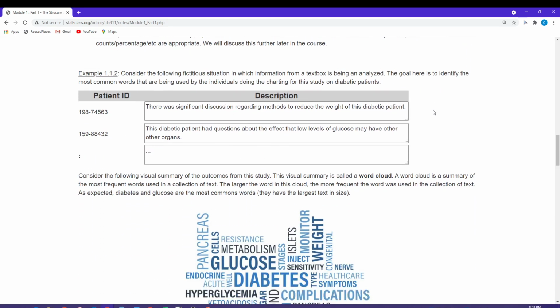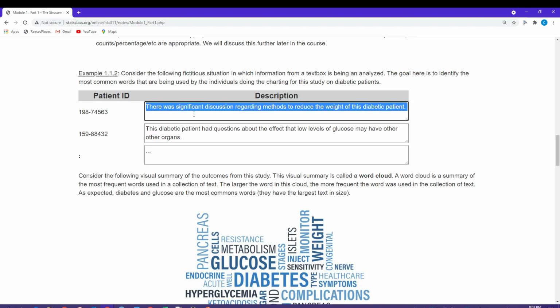All right, let's consider a different type of data. And here I just have a fictitious situation in which I am collecting information about diabetes. And in particular, I'm talking about charting, or individuals that are doing charting. And I've asked them to enter information about what was communicated to the patient.